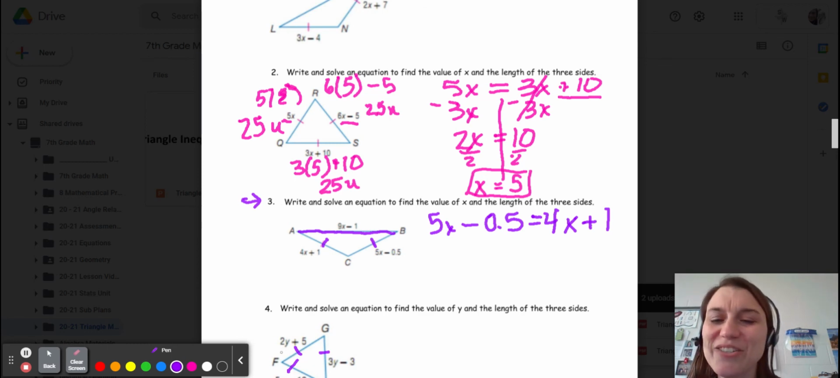Anyway, so I'm going to wrap it up here, but number 4 is kind of like number 2. So you can use any of the 2 sides to write the equation and then substitute it in.